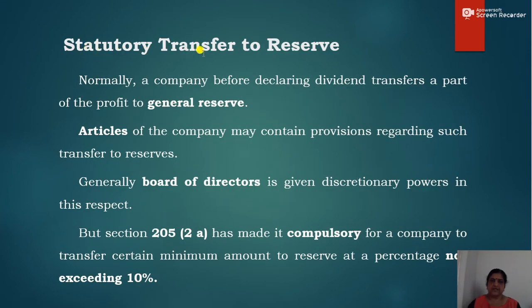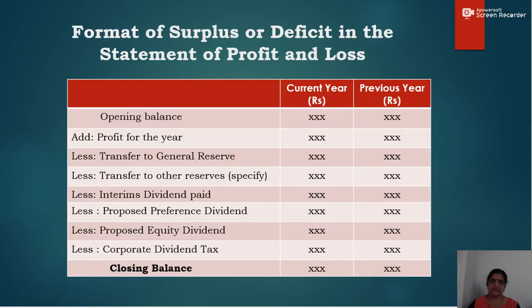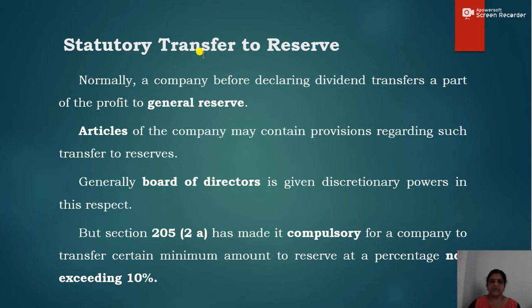Now there is statutory transfer to reserve. While talking about this transfer to reserve, I told you that you'll have to explain this point. So this is the explanation regarding statutory transfer to reserve. Normally a company before declaring dividend transfers a part of the profit to the general reserve. There is a statutory obligation on the part of any company to transfer a part of the profit to general reserve before it declares any dividend.